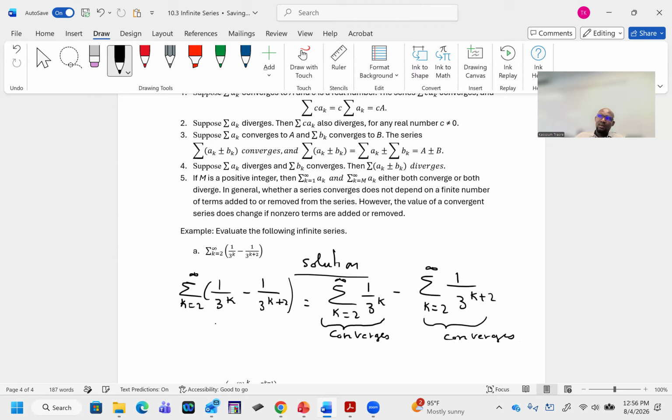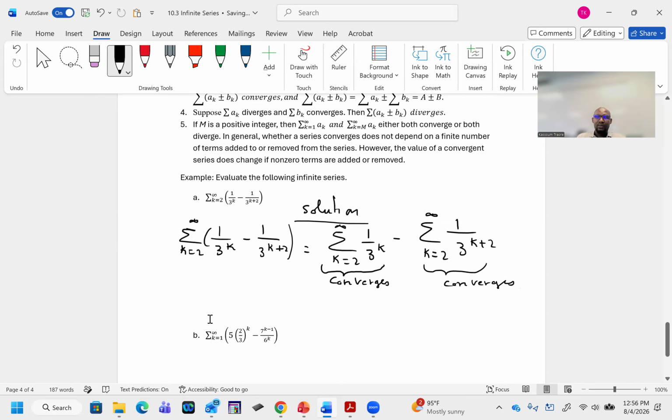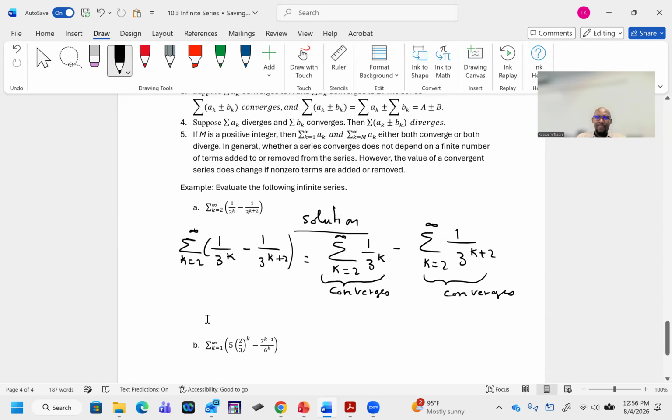Right? So since both converge, you know what? Let me change this number to 2 to make it make a little more sense to you, okay? Don't mind me. If it's 1, it's the same thing, okay? I just want you to see a difference between the two.